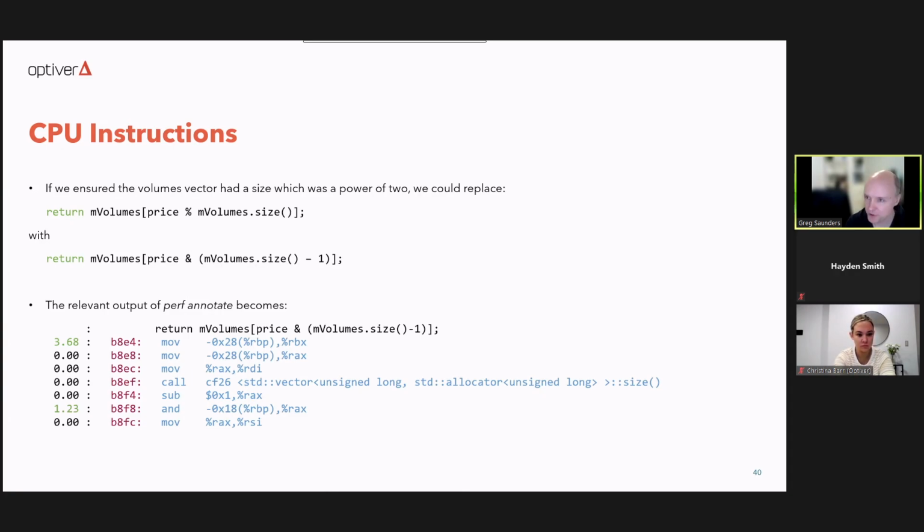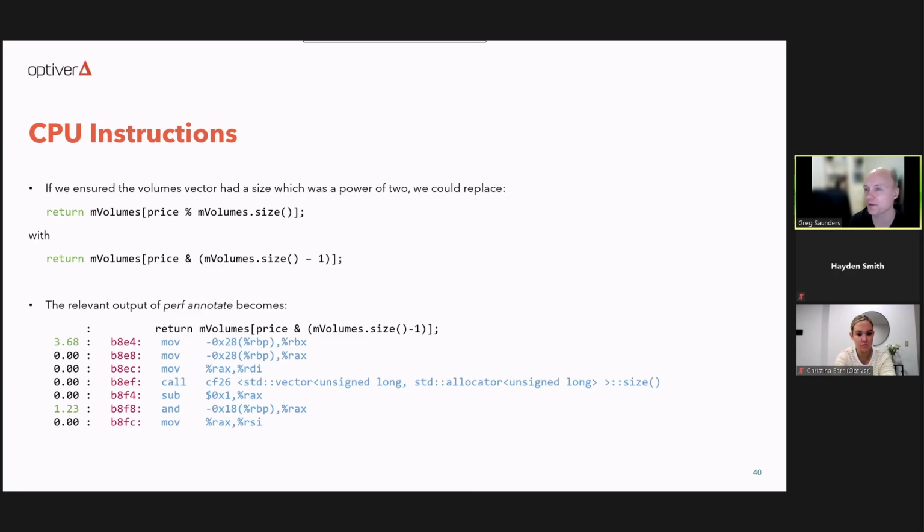So if we do that and rerun our perf tool, you can see what the annotated output looks like. Now the important instruction is the AND instruction at B8F8, and it's now taking just 1% of the time inside that getVolume function. So we've significantly sped up the getVolume code itself, but unfortunately in this case we haven't sped up the code that converts the string to an integer, which is responsible for the majority of the runtime for this function.